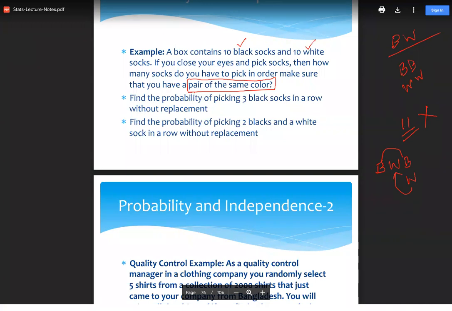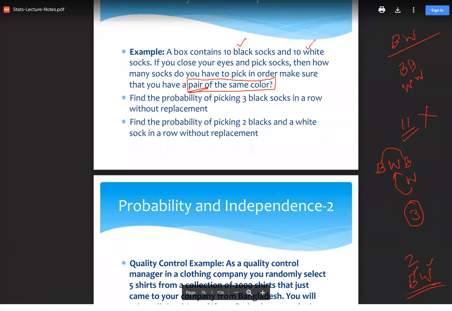It doesn't say it has to be black or white. Specifically, it says it has to be a matching pair. You can have a matching pair if you pick at least 3. 2 is not a correct answer, because what if the first one is black, second one is white? That doesn't work. But the third one has to be either black or white. In that case, you will have a matching pair. Is this clear to everybody now?